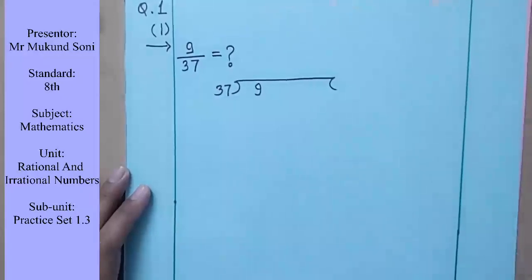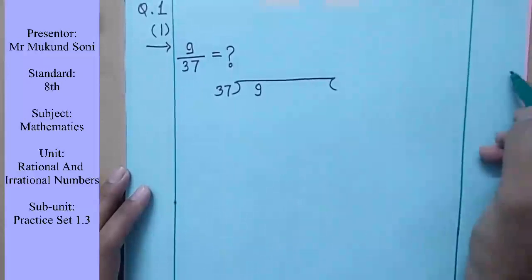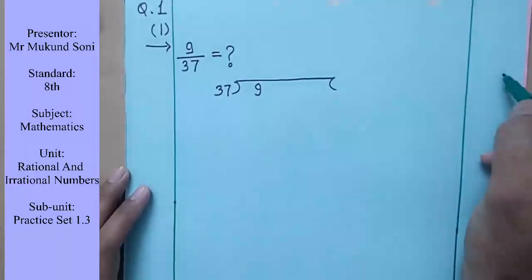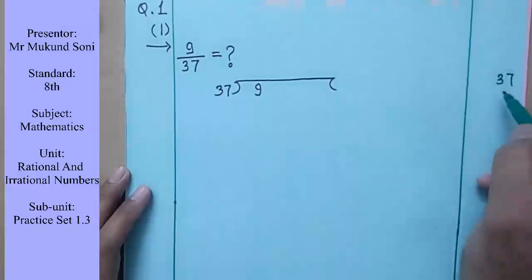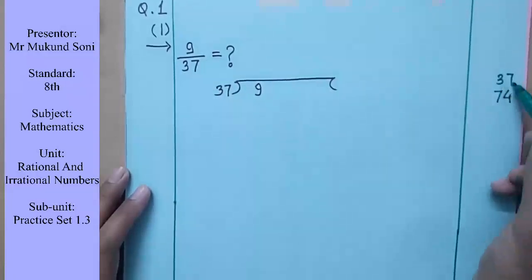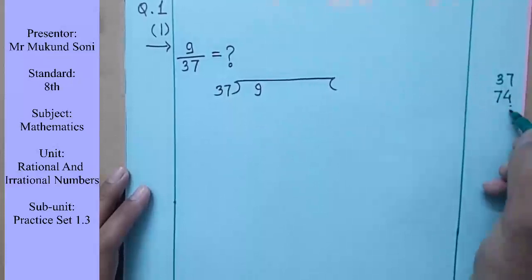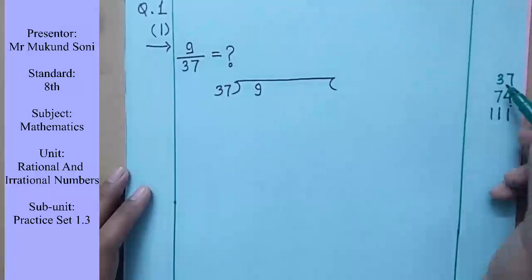So I am going to make a table. The first number is itself 37 for us. Then add 37 to 37 itself, which will be 74. Now add 37 to 74. 7 plus 4 is 11, carry 1. 3 plus 7 plus carry 1 is again 11. Now add 37 to 111.